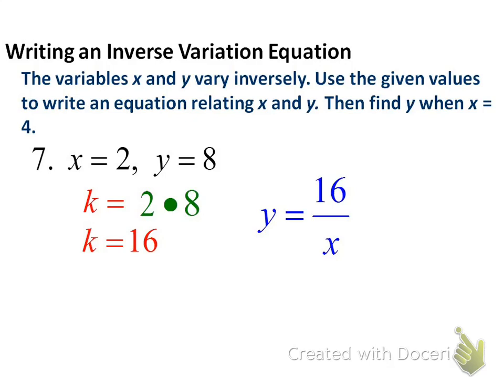So that's your first answer. You just did this part. Use the given values to write an equation relating x and y. Now you want to find the y value when x is 4, so just plug a 4 into that equation. And of course y is also 4. What are your questions on this? We're going to look at one more type.